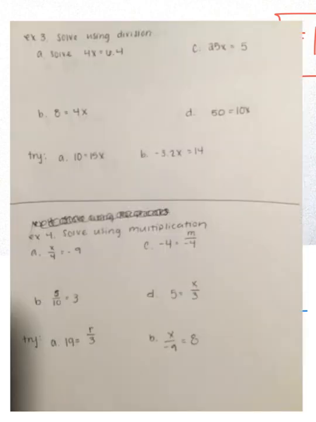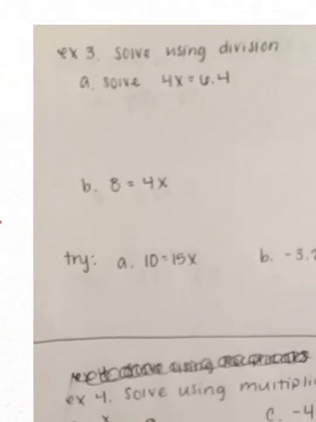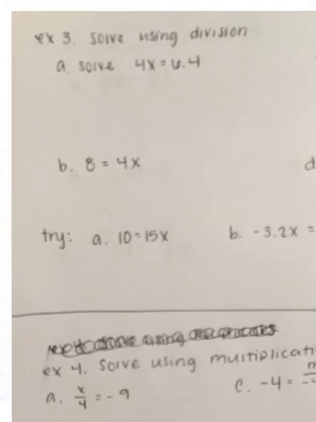Okay, so now we're going to do division and multiplication. So hopefully this is somewhat of a review and you guys have seen these before. But let's start with example 3 where it says to solve these using division. Okay, for A, I'm sorry this is blurry a little bit, it says solve 4x equals 6.4.